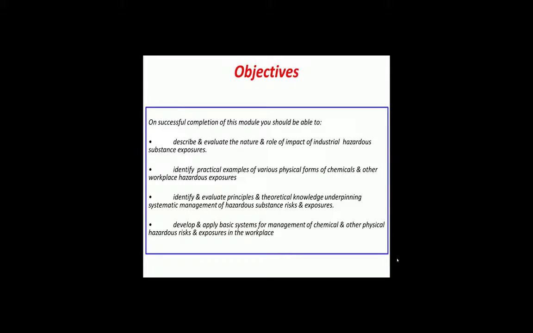Then the objectives for this module. On completion of this module you should be able to describe and evaluate the nature and role of the impact of industrial hazardous substances and controlled and uncontrolled exposures. Identify practical examples of the various forms of chemicals and other hazardous exposures in the workplace. Identify and evaluate the principles and theoretical knowledge underpinning the systematic management of hazardous substance risk and exposures. And develop and apply basic systems for the management of chemical and other physical hazardous risks and exposures in the workplace.